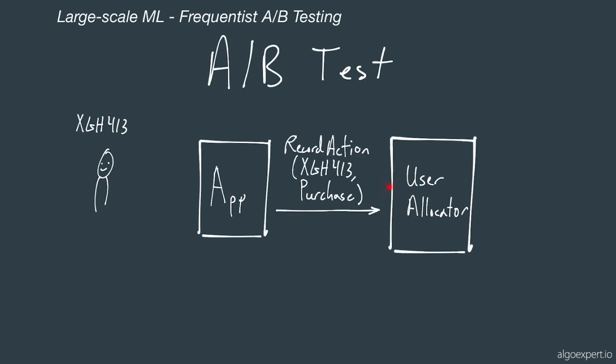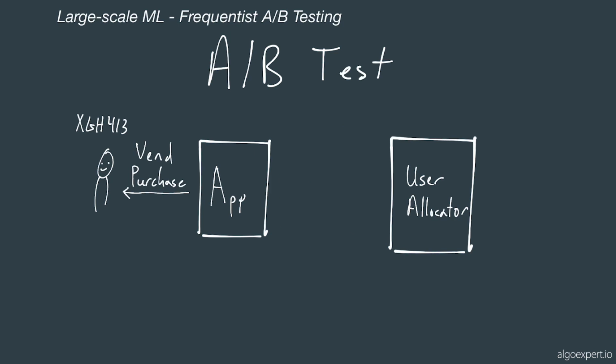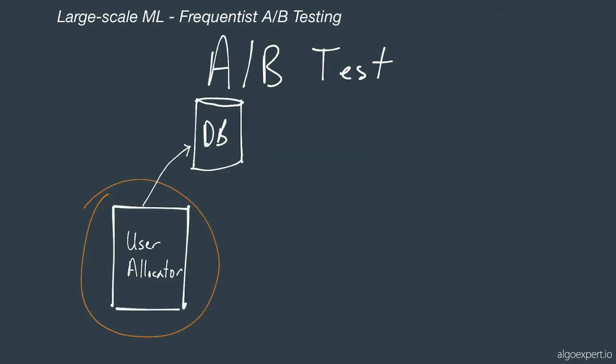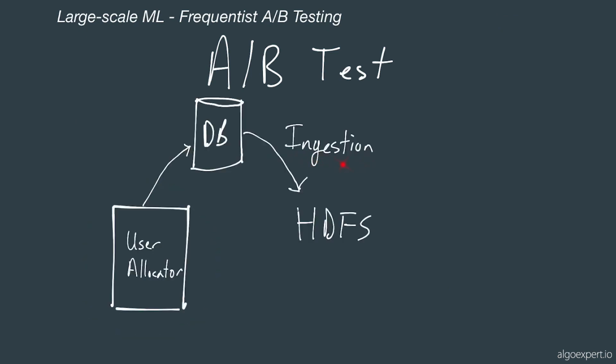And the user allocator, or some separate service if we want to, will record the action of this particular cookie performing a particular action, which was purchase. Now, obviously, this could happen asynchronously to actually vending the purchase for a user because it's not a critical path. Finally, the user allocator will store in a database the action that this user took, as well as the group that the user was in, and that database will then have some ingestion process attached to it, which we talked about earlier in the series.